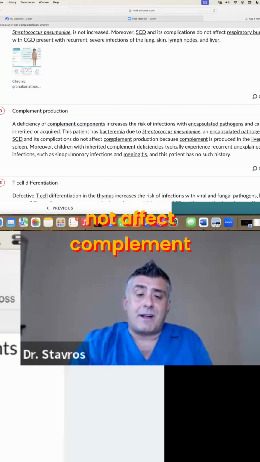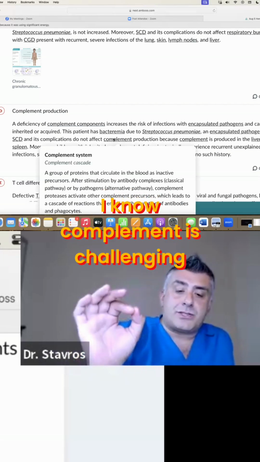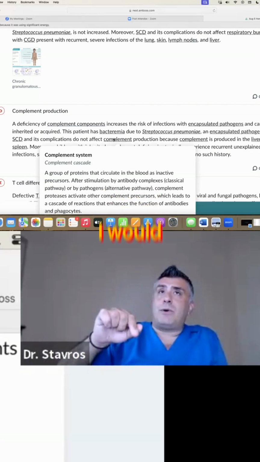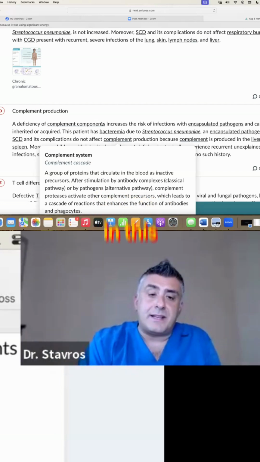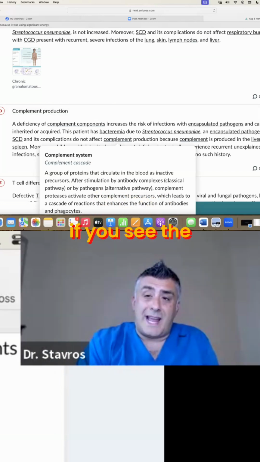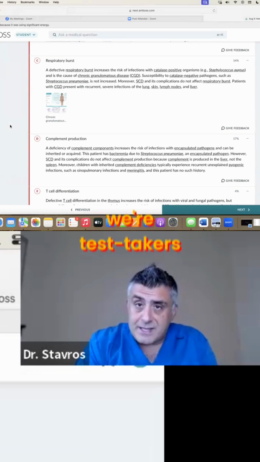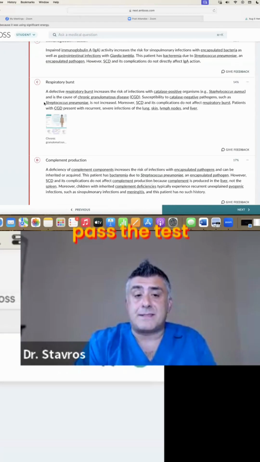Spleen complications do not affect complement. I know complement is challenging. I would try to read it once or twice and do some questions specifically on this. But overall, if you see the answer choices, because again, we're test takers, right? We're trying to teach you guys how to pass the test.